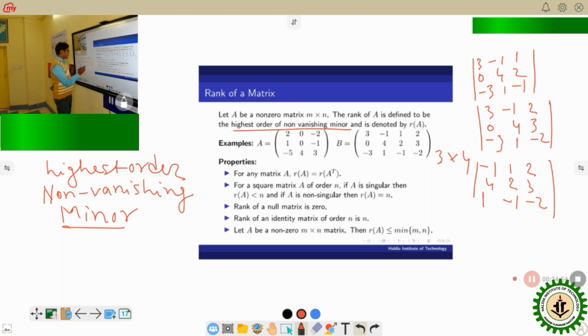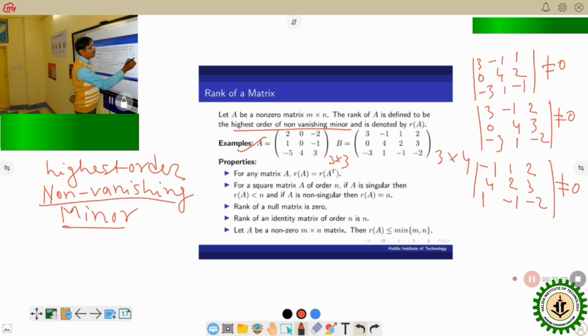And if you find that these minors are non-vanishing, that means the determinant is non-zero, if you get that one of these third-order minors is non-zero, you say that the rank of the matrix is 3. Clear? Once again, suppose this is a 3 cross 3 matrix, so the highest order is 3. That means the third-order minor here is only 1, just this.